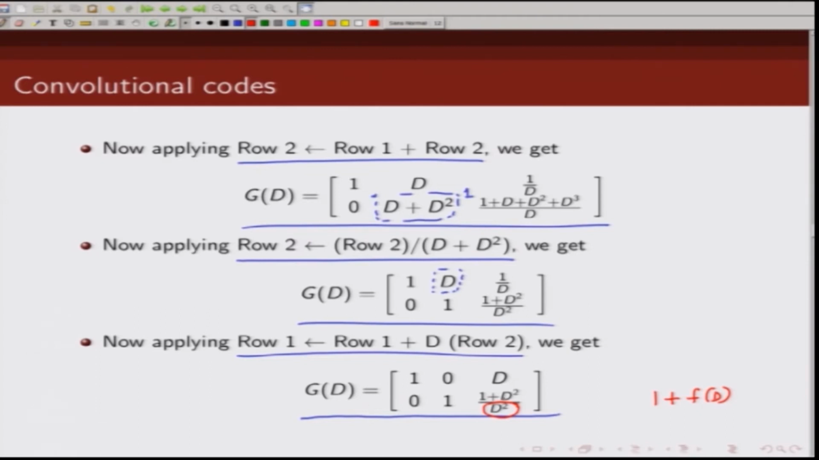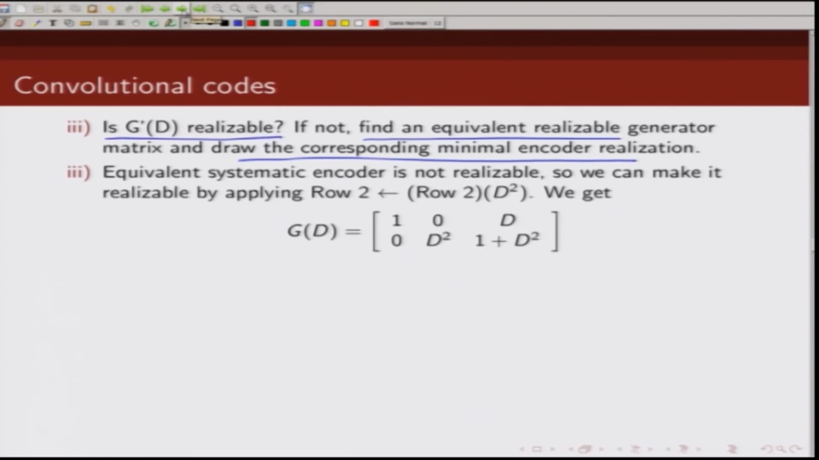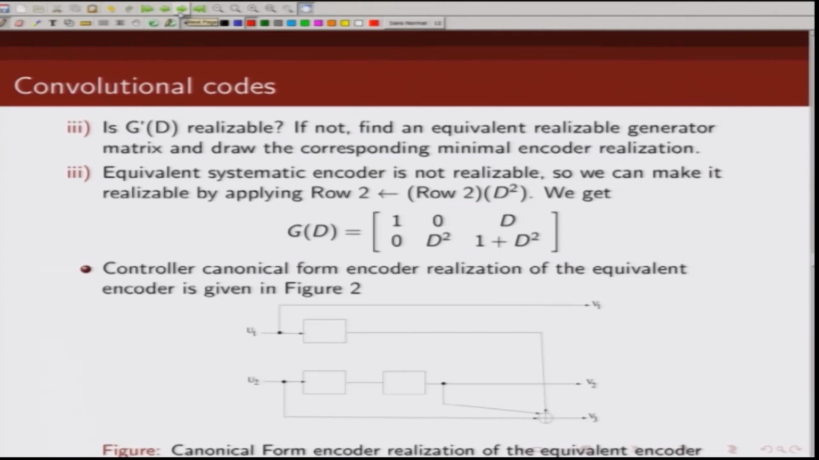However, if we multiply this by D square and do this transformation, what we get is this. So what we are getting now is a new equivalent encoder, which is in the feed forward form, and it is realizable. So, how do we realize it? Again, if we are using controller canonical form realization, we will have one set of shift registers for this input, another set of shift registers for this input.